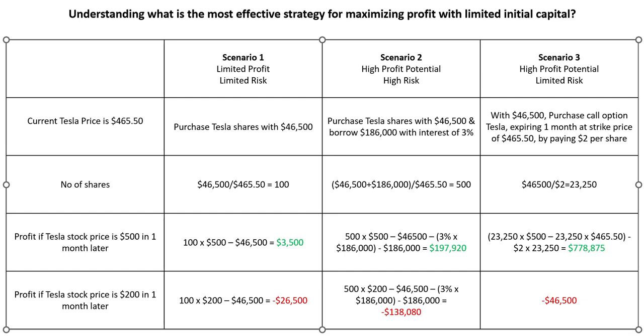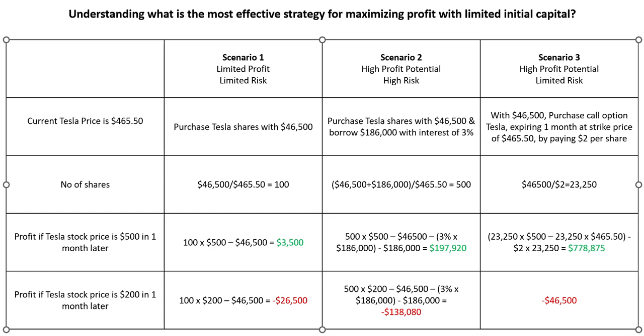Now, what's the profit if the Tesla stock price is $200 in 1 month later? For this, the options actually expired. I wouldn't say expired. It's just that you simply don't exercise the option because it doesn't make sense to exercise it, purchase the shares at $465.50 when the current Tesla stock price is $200. So what is your loss? It's actually just your initial capital outlay, which is $46,500. So as you can see, scenario 3 gives you high profit potential but limited risk.